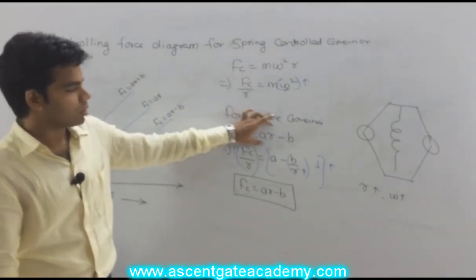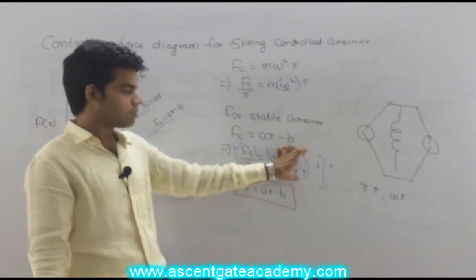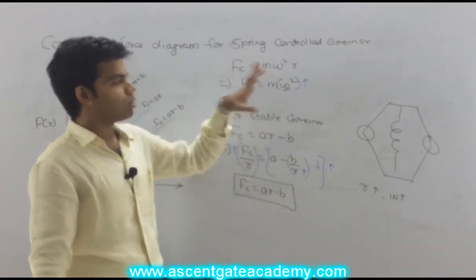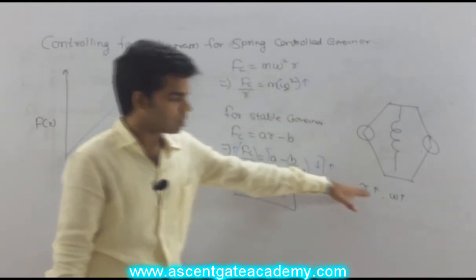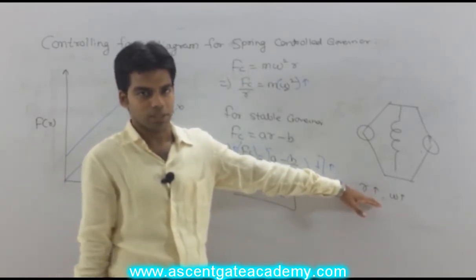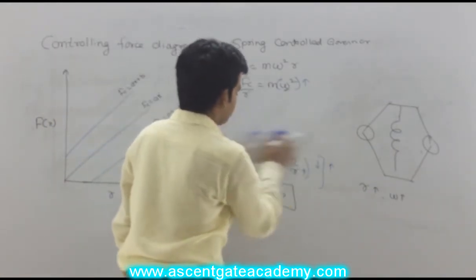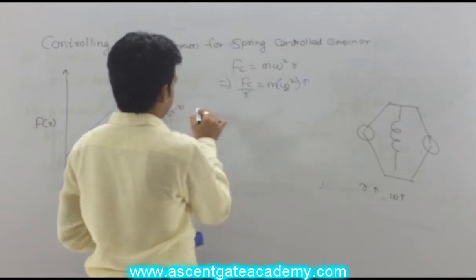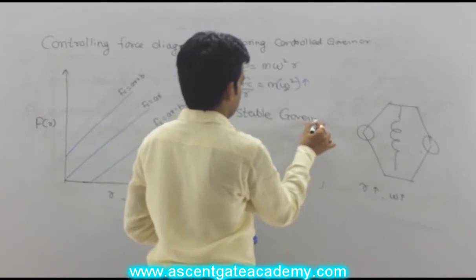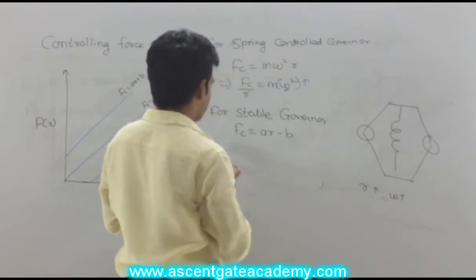Consider this equation, Fc is equal to AR minus B, or you can say Fc by R is equal to A minus B by R. If the radius is increasing, B by R should decrease, A minus B by R should increase, Fc by R should increase, therefore omega will increase. And that is actually the condition of stable equilibrium. If R is increasing, omega should increase, or the speed should increase. Therefore, for a stable equilibrium, or for a stable governor, Fc is equal to A into R minus B. This is the condition for a stable governor.